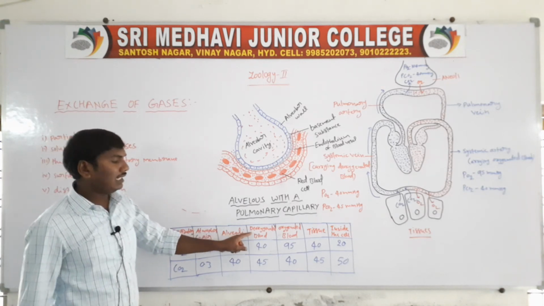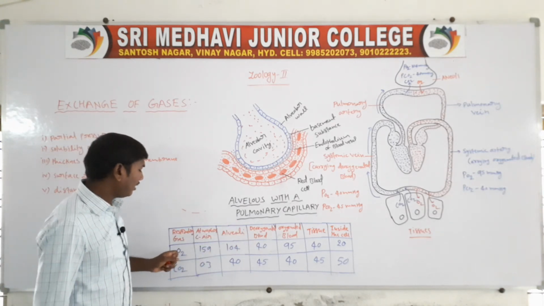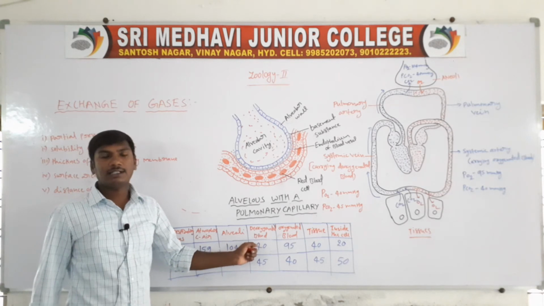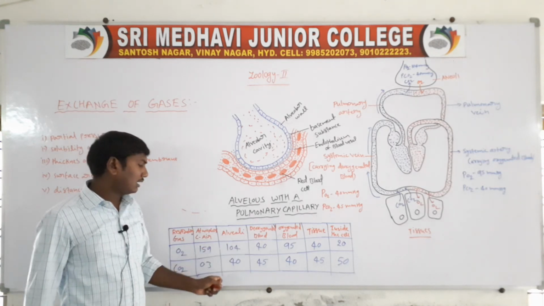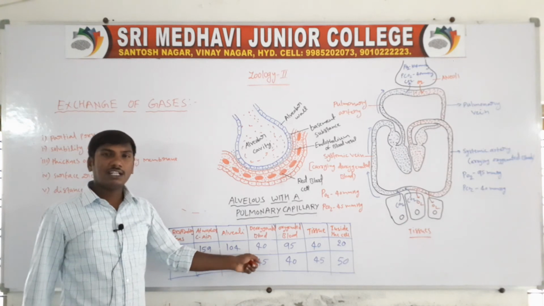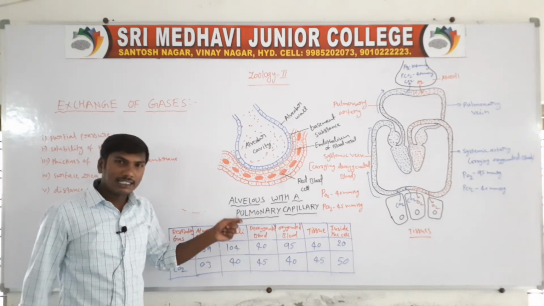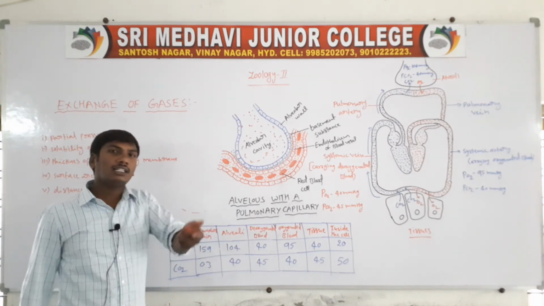Next one, deoxygenated blood. In the deoxygenated blood, the O2 pressure is 40 mmHg. The CO2 pressure is 45 mmHg. So in the deoxygenated blood, the CO2 pressure is high.